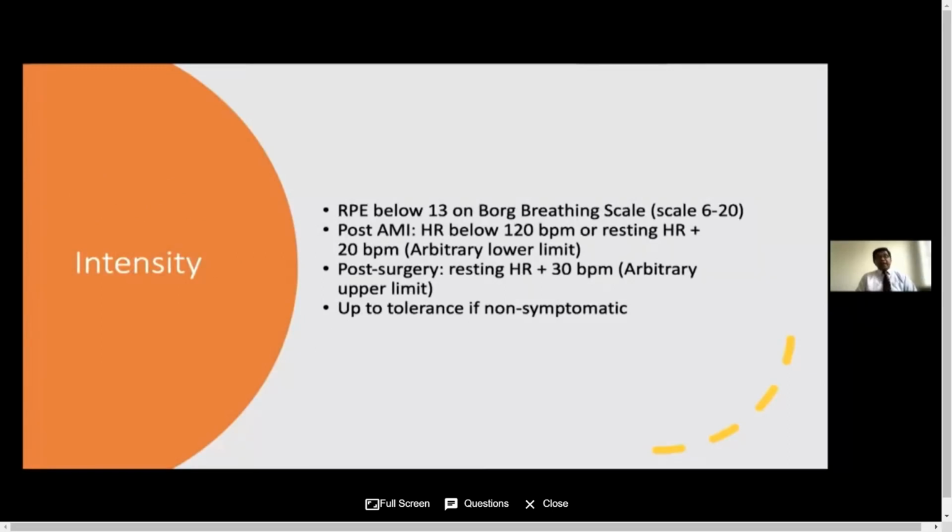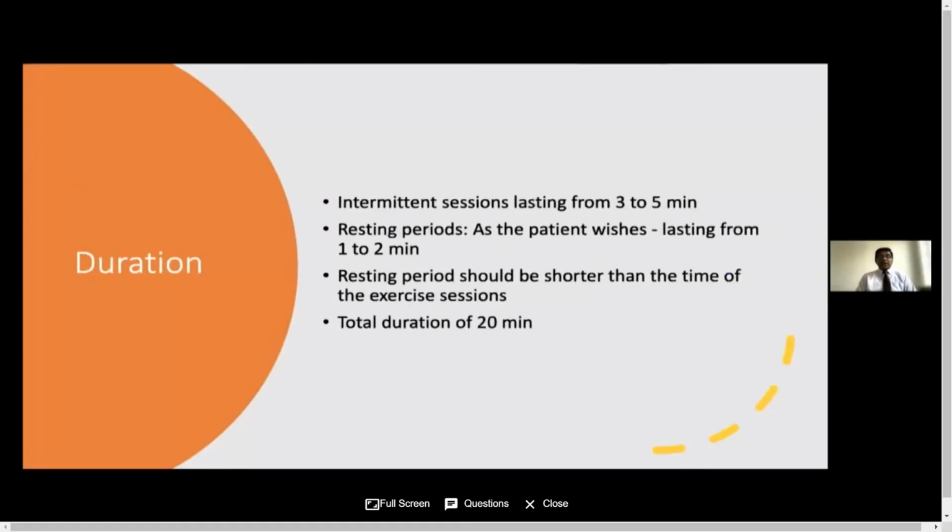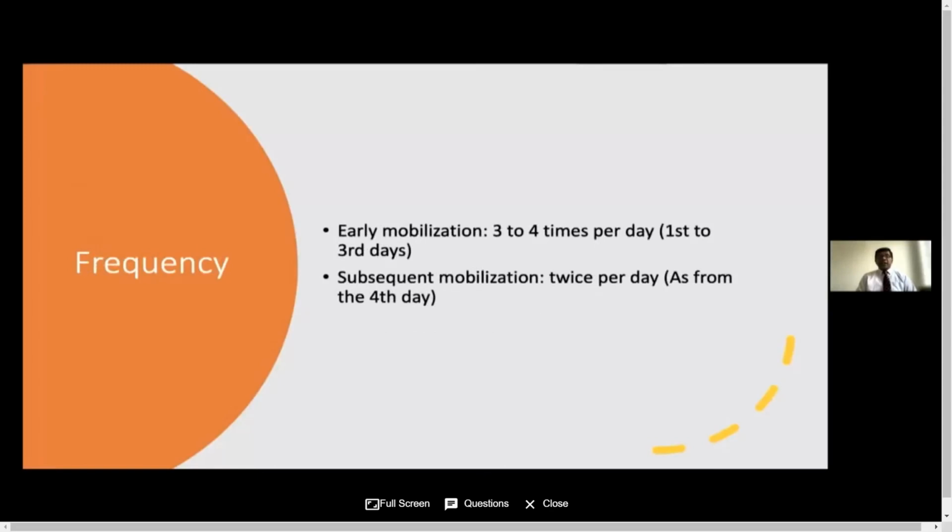Exercise intensity, my colleague will discuss. Post-acute myocardial infarction, you have to maintain heart rate below 120, or resting heart rate plus 20 beats per minute. So duration: intermittent sessions lasting from 3 to 5 minutes. Resting period, as the patient wishes, lasting from 1 to 2 minutes. The important thing is the resting period should be shorter than the time of the exercise sessions. Total duration of 20 minutes per session. So frequency: early mobilization 3 to 4 times per day.